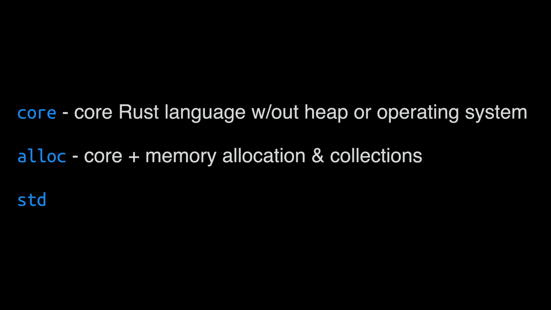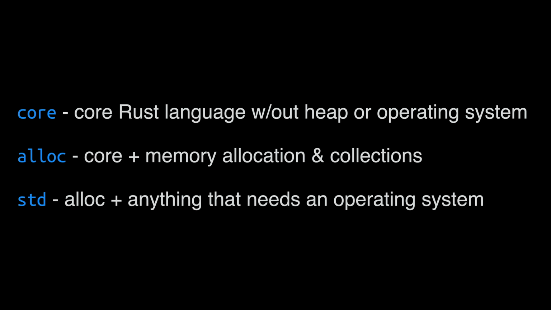It re-exports everything in core, adds the ability to allocate heap memory, and adds the collections types like vectors, hash maps, etc. So if you are using just alloc, you essentially have access to the core Rust language and a small portion of the standard library. Finally, std re-exports everything in alloc and adds everything else that needs an operating system. Think file system or network I/O. So when you are using std, you have access to the entire Rust language and the entire standard library.